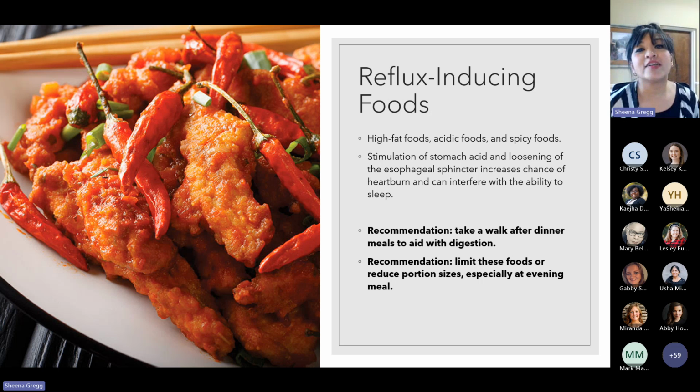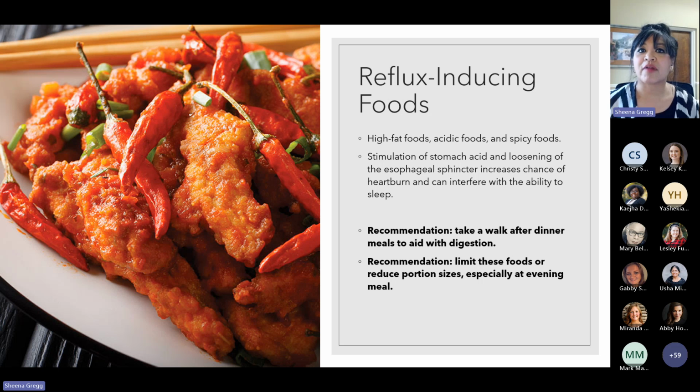Okay, so also we want to limit reflux-inducing foods, especially for those of us who have chronic issues with acid reflux. But high-fat foods, acidic foods, spicy foods. The reason that this is going to affect our sleep quality is because we're getting that stimulation of stomach acid, and so that loosening of the esophageal sphincter is going to increase the chance of heartburn, and that's going to interfere with our ability to sleep.